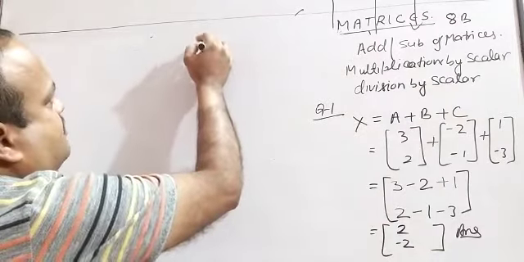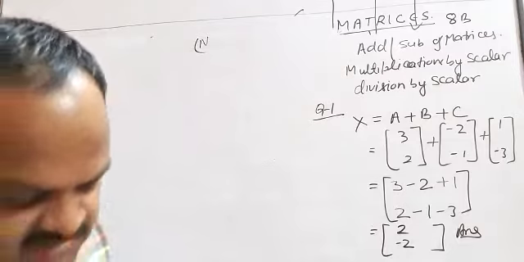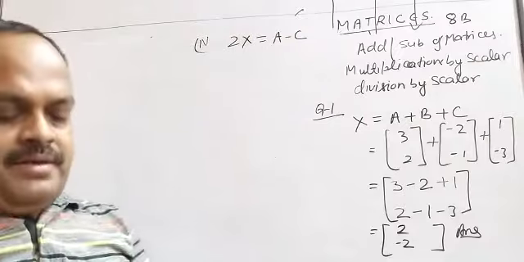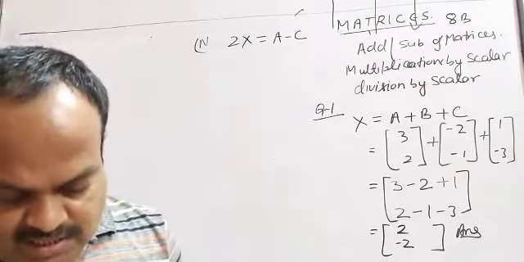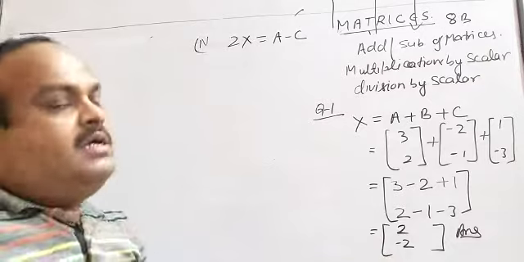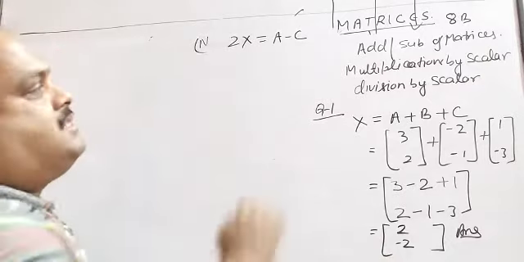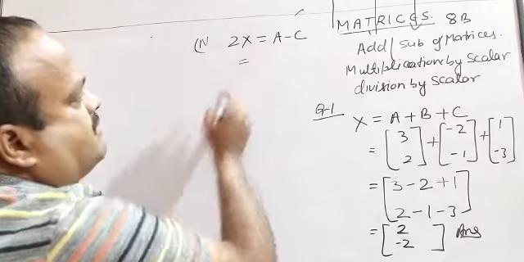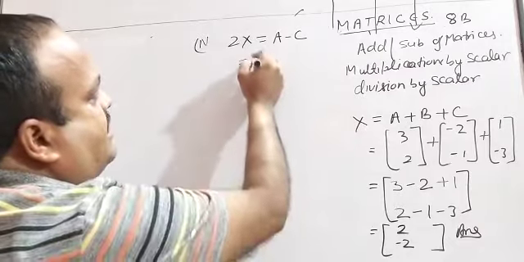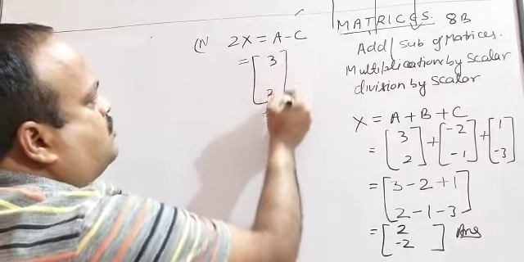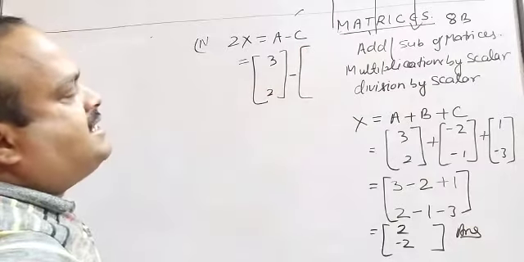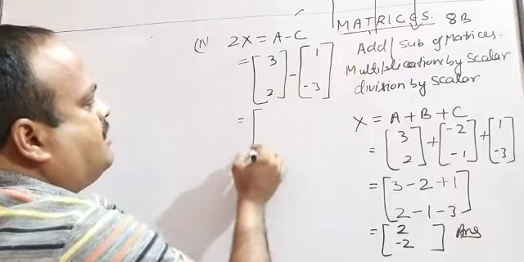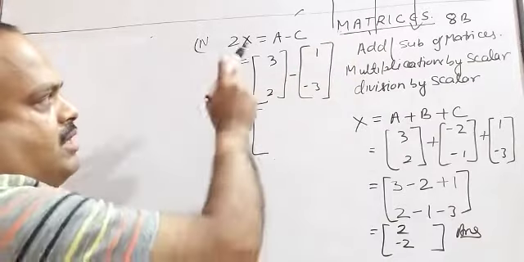Fourth part of this question. 2X is equal to A minus C. We have to solve this matrix equation to find X. Let us first substitute the matrices A and C in this equation. Matrix A, [3, 2], minus matrix C, [1, minus 3]. Be careful, you are doing subtraction.